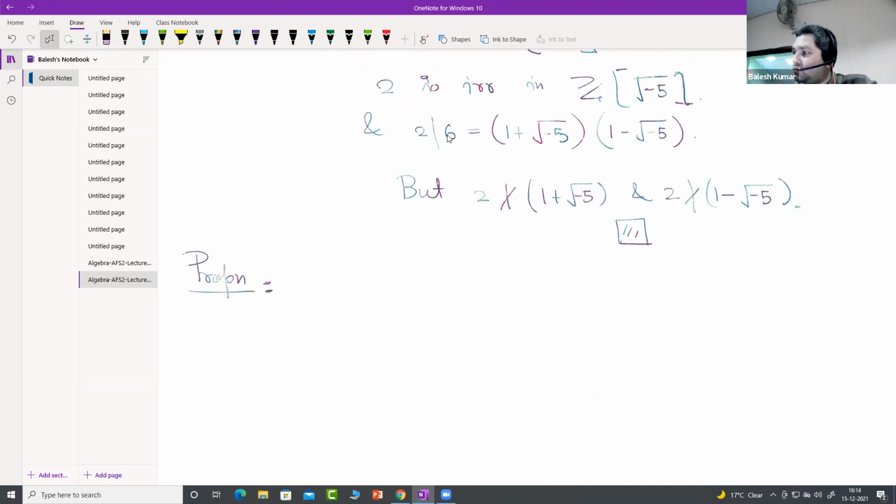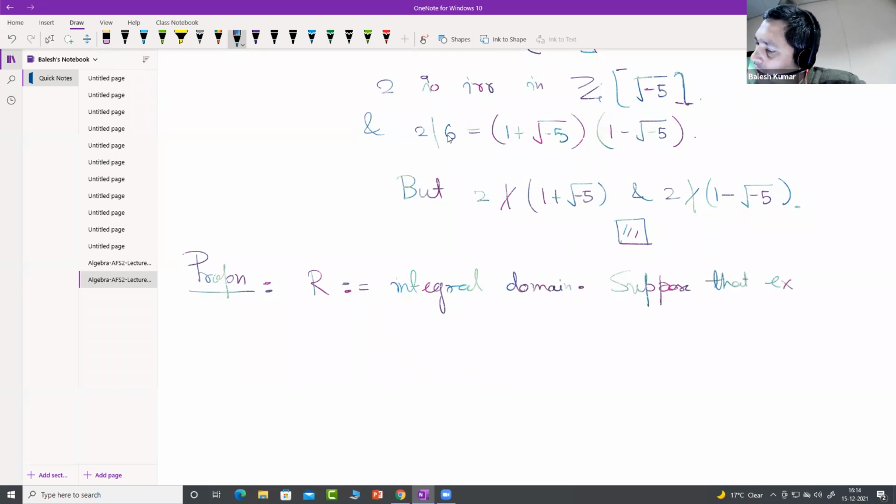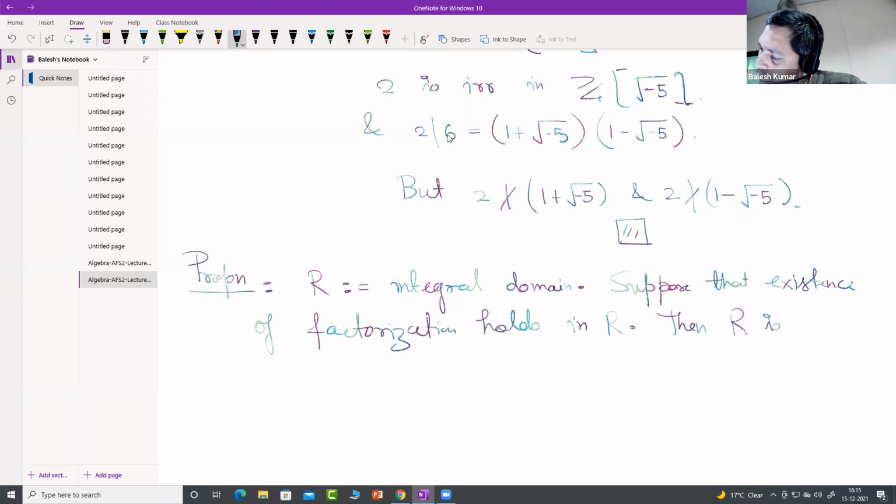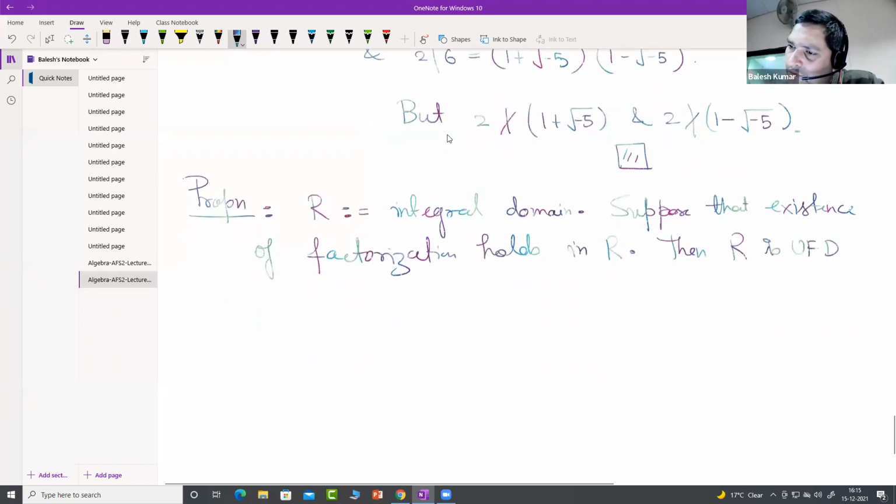The proof is also not very difficult, and so let us just write down that if we take R to be an integral domain, and suppose that the existence of factorization holds inside the integral domain R, then what this proposition says is that R is a UFD if and only if every irreducible element is a prime.